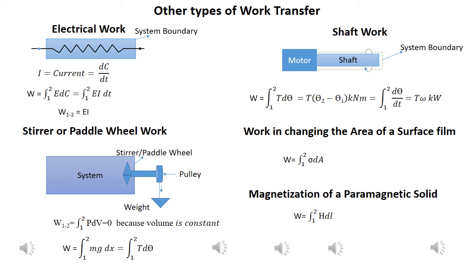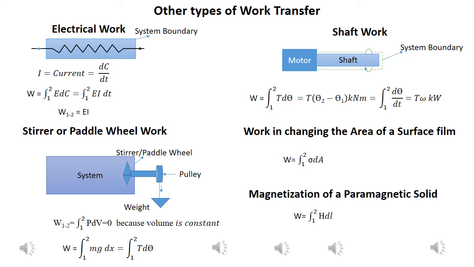If now m be the mass of the weight lowered through a distance dx and T be the torque applied to the shaft, then by rotating it through the angle theta, the work done is given by mg dx, which is nothing but T dθ.